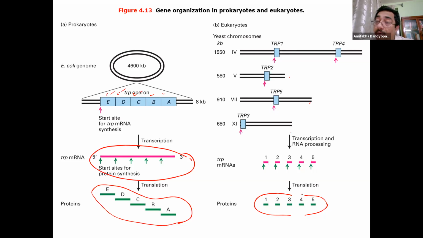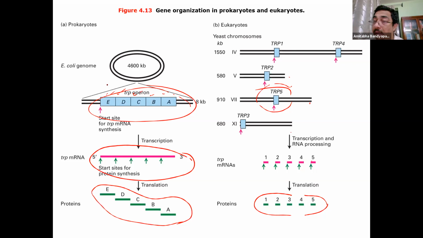And therefore, there might be a function for which you only need TRIP5. You do not need the other TRIP enzymes. In this model, if you only need TRIP5, you will still have to transcribe and translate the whole operon. But in eukaryotes, because your regulation is independent, you can make only TRIP5.